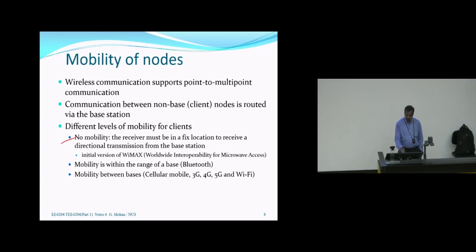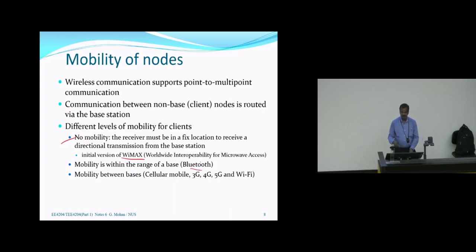Okay? An example is WiMAX. A few years ago it was becoming popular, but I don't think, maybe it has lost its popularity now. The key idea here is that there will be receivers or antennas, whatever it is, maybe installed on the buildings. They are not mobile, but they can still communicate.